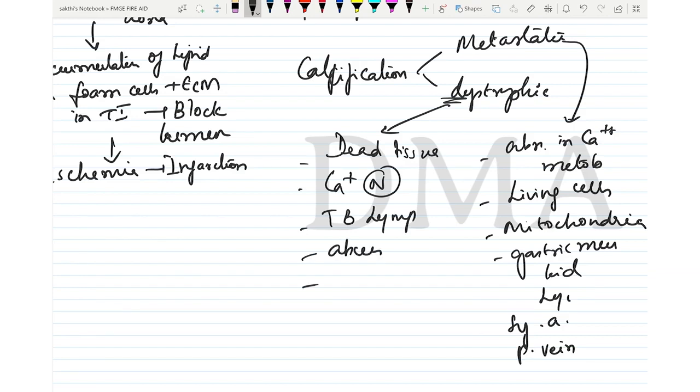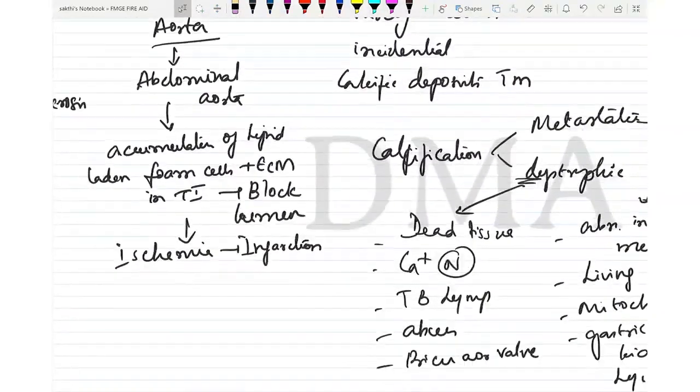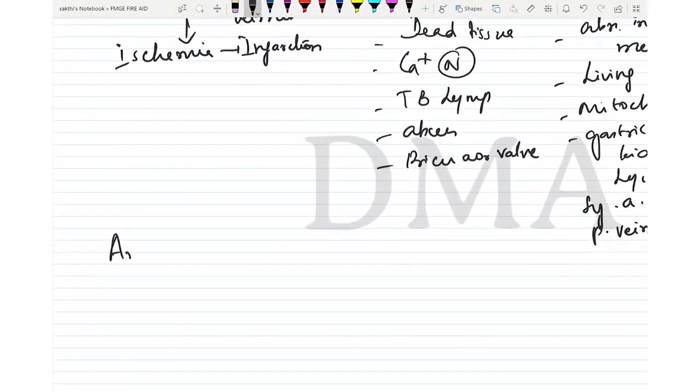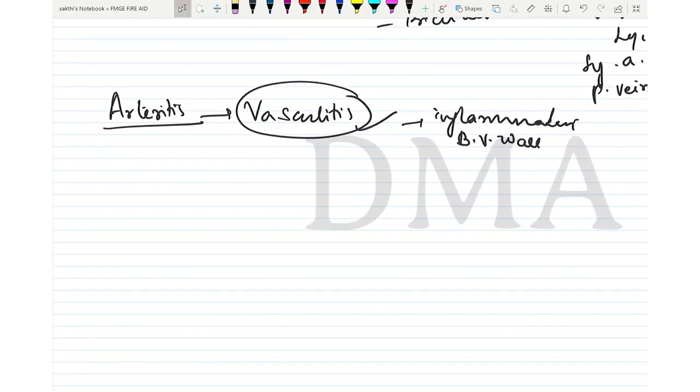So coming to arteritis. Arteritis, as the common name suggests, is vasculitis. So what is vasculitis? Vasculitis is inflammation of the blood vessel wall. Again, vasculitis is of many types, classified based upon the blood vessel involved. The most important arteritis is giant cell temporal arteritis. Important points regarding that.